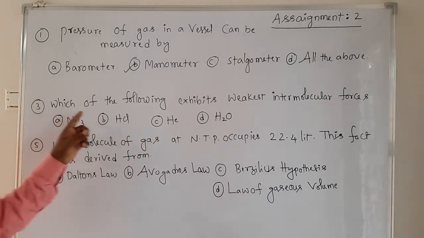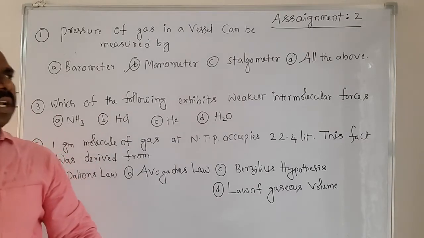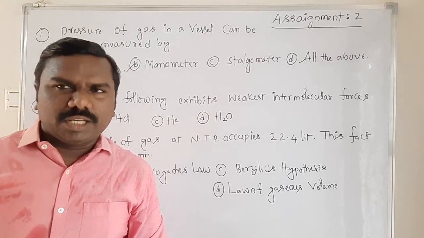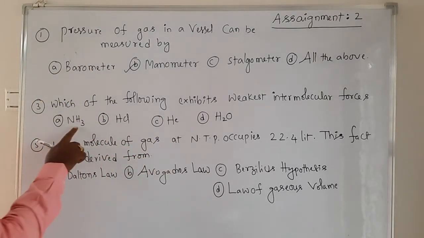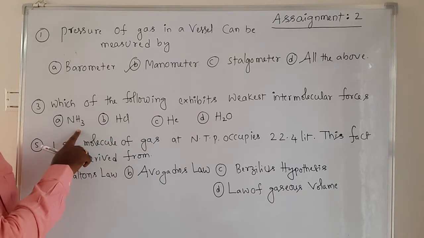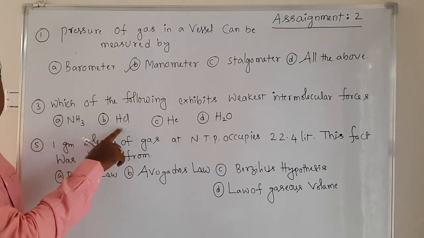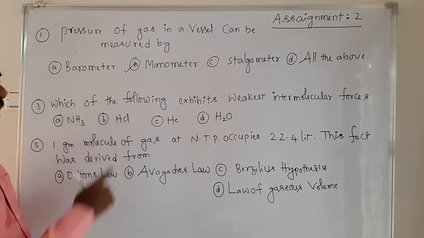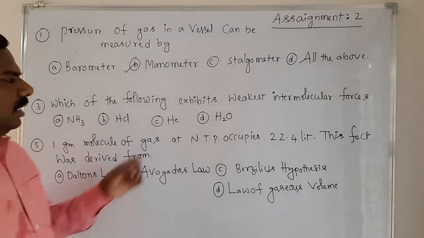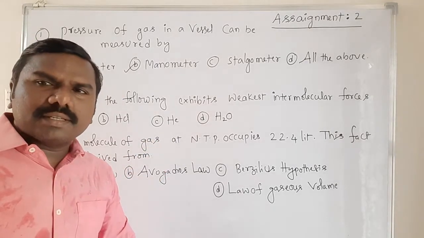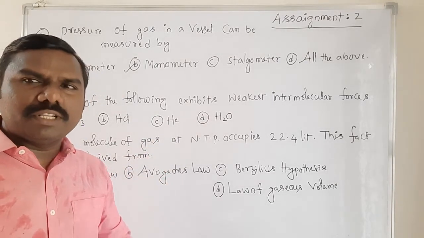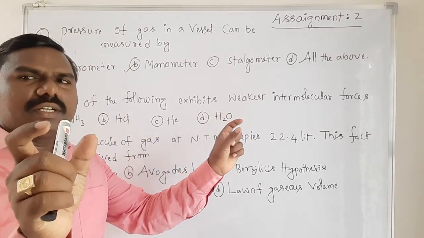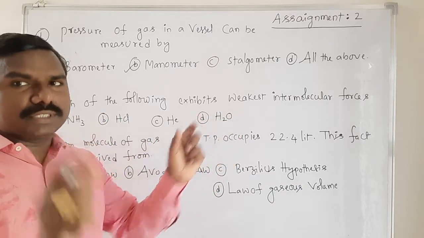Next, third: which of the following exhibits the weakest intermolecular forces? In ammonia, hydrogen bonding is available. In HCl also there are forces between HCl and HCl because of dipole forces, H plus and Cl minus. Helium is a noble gas. There is no force of attraction between the first helium and second helium, so they move apart from each other because there are no forces, only weak forces.